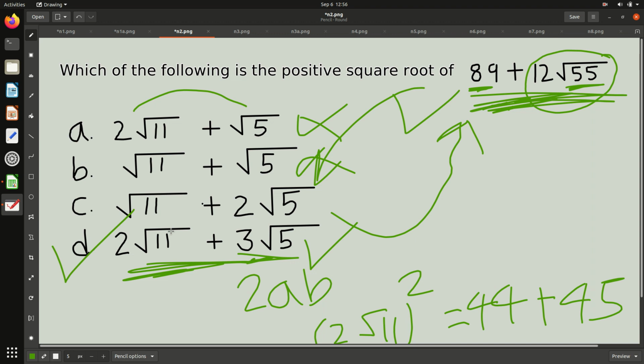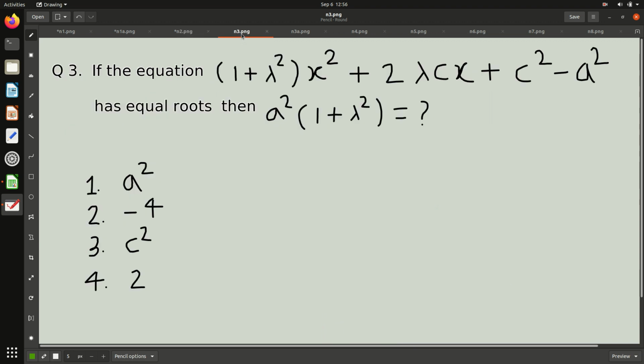So you have to try in this way also. With the help of the options, try to get the answer. It will save your time. Or you can solve in the normal method also. In this case, we have directly seen that after taking the square of option D, we get the same value. So the answer will be option D. Now move to the next question.